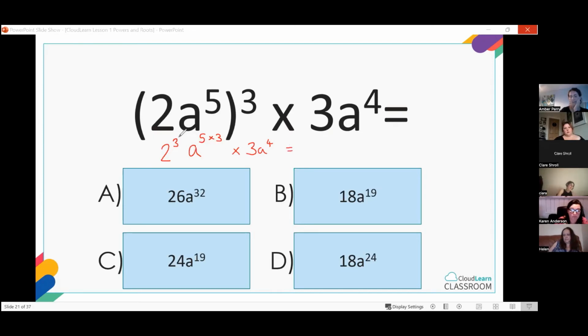Now 2 to the power of 3 is 8. So it could be that some of you thought maybe that was 6 or something. 2 to the power of 3 is 8. 2 times 2 is 4. 4 times 2 is 8. A to the power of 5 times 3.